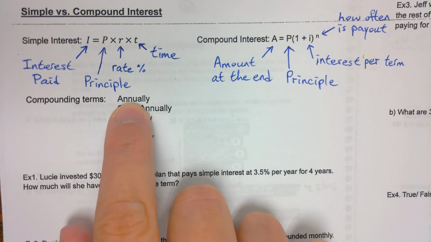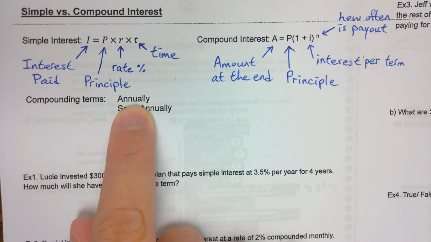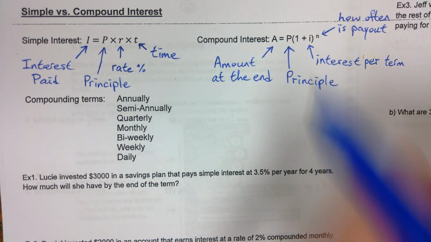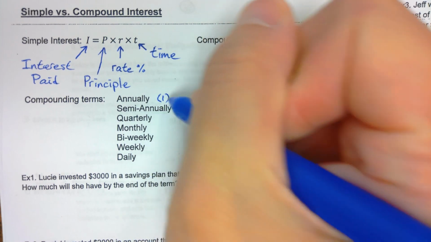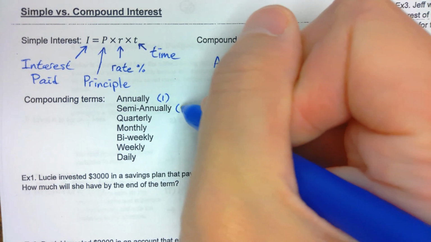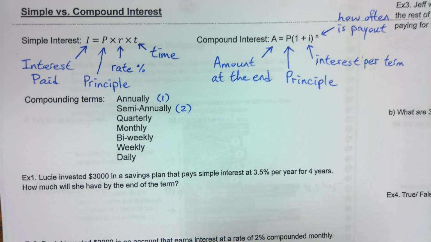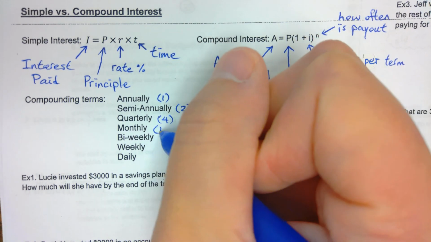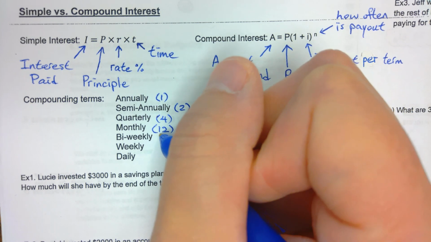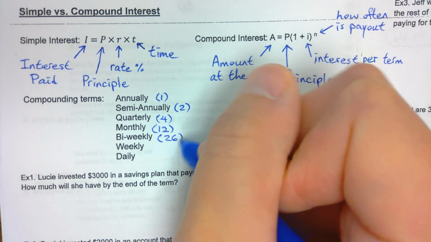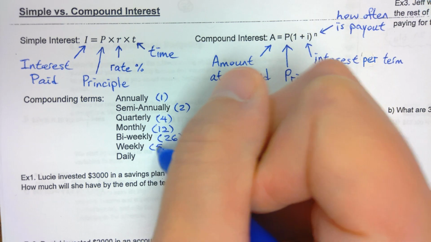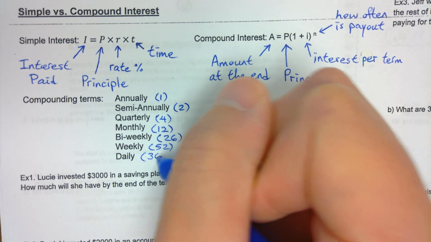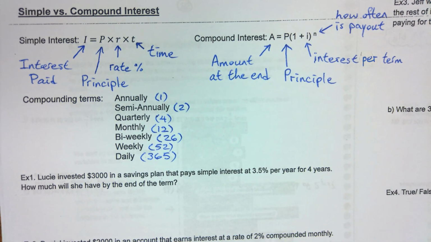So we talk about these terms right here. Yesterday we talked about it. Know that compounding annually just means one. Semi-annually, twice a year, so it's two. Quarterly, 4 times a year, so it's four. Monthly, 12 times a year. Bi-weekly, 26. Yesterday we did a lot of this. Weekly, so it's 52. And then daily, we just simply do the 365.